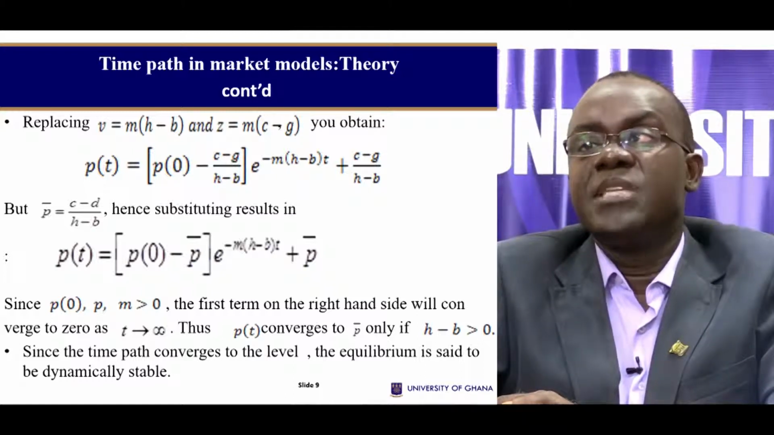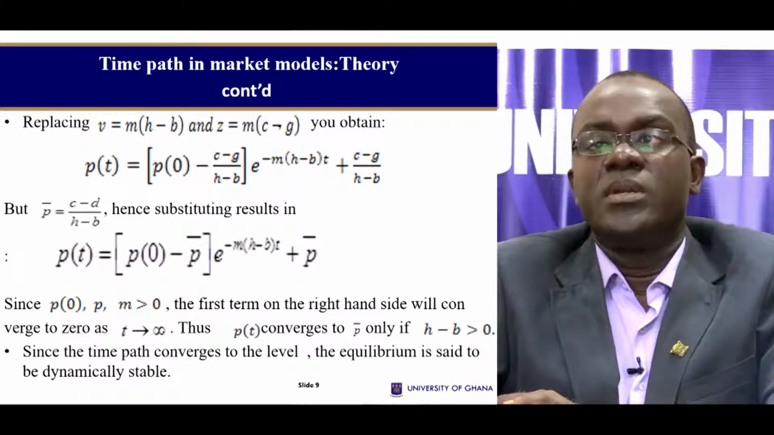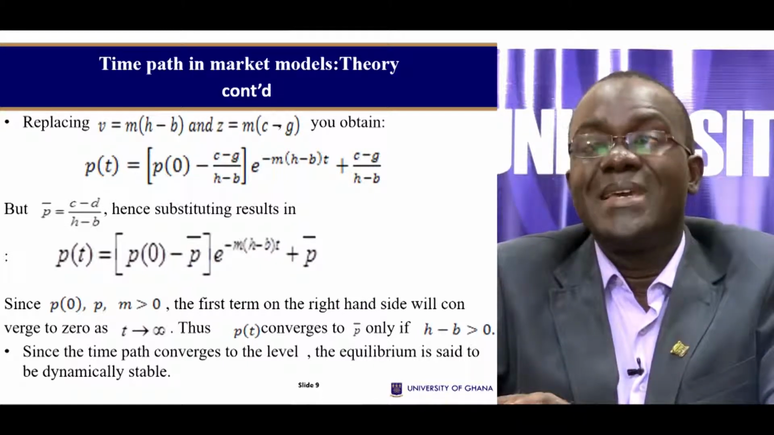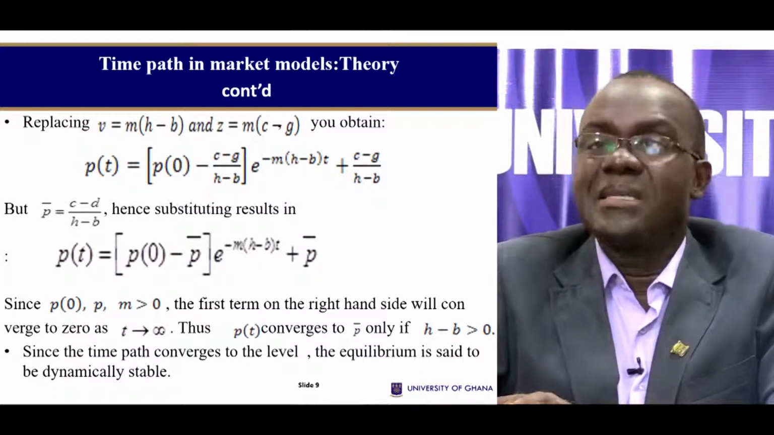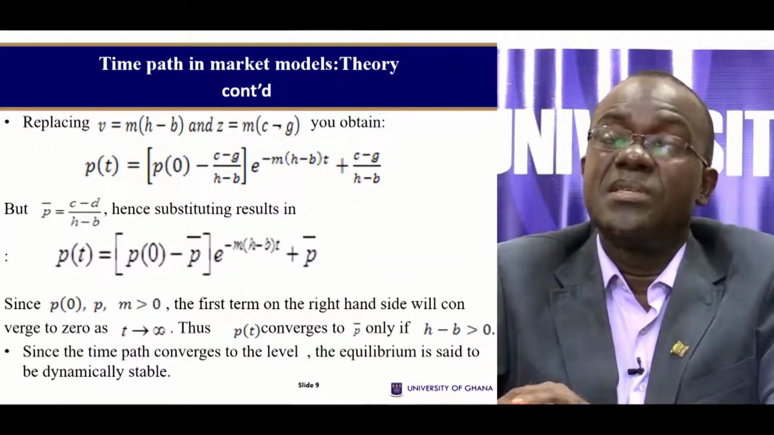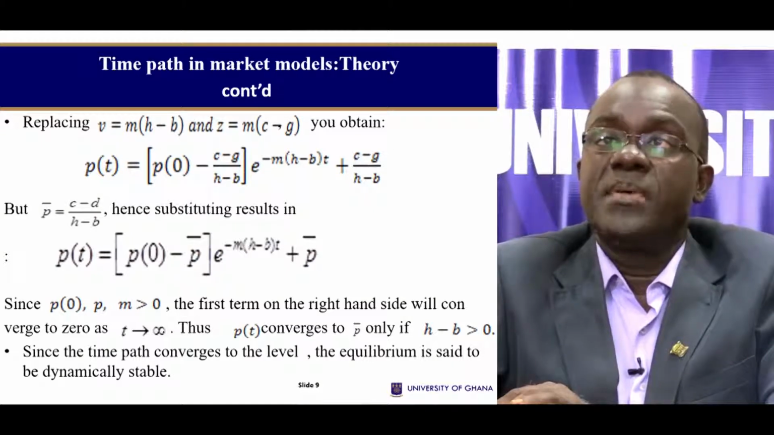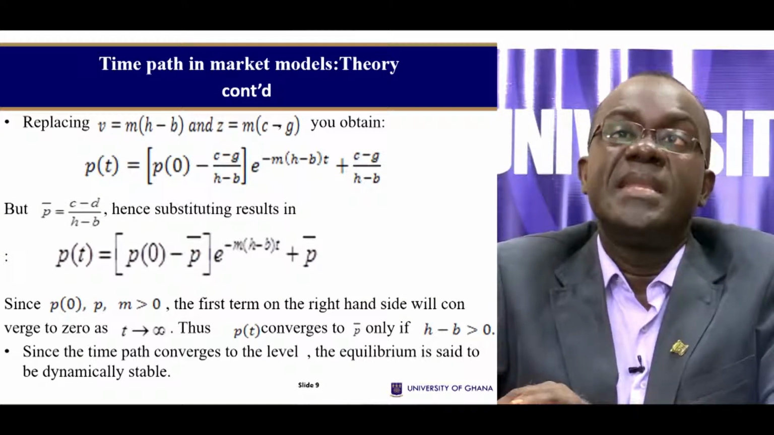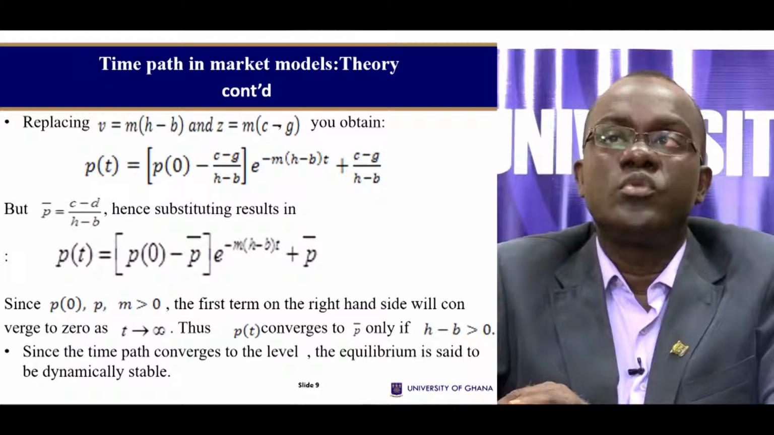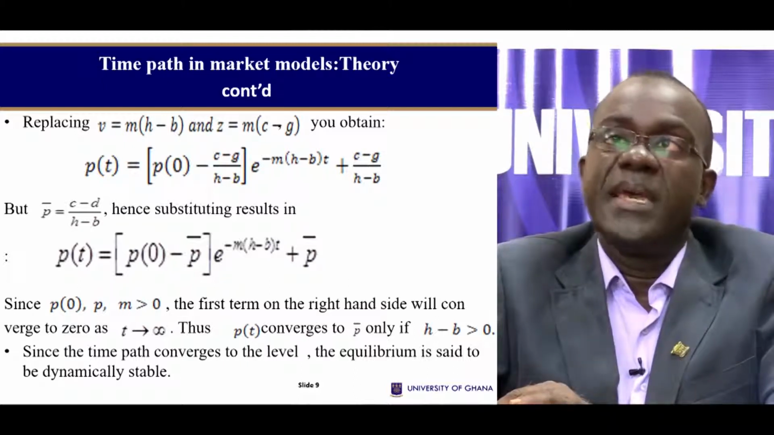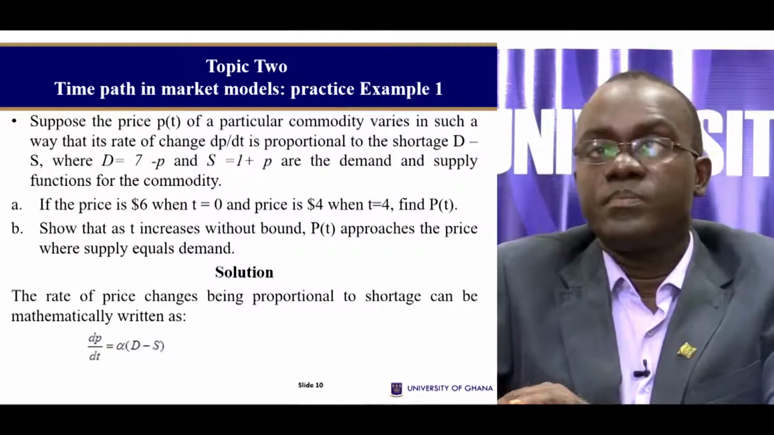So the only condition under which we will have this turning into 0 as t approaches infinity is when H minus B is greater than 0. Under that condition, we say there is dynamic stability. Simply, it means that if there is any destabilization in the price, in the long term, that is when t approaches infinity, the price will return to the equilibrium. Otherwise, it will not return to equilibrium.